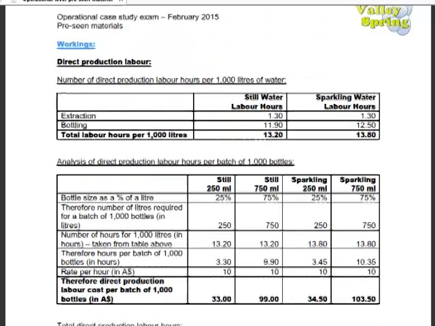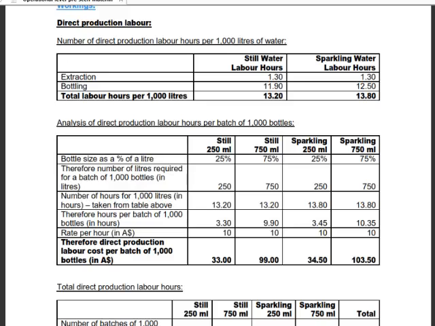We've got some calculations here of how many direct labor hours per 1,000 liters of water. That's converted into batches. The number of hours per batch is calculated, a rate per hour is used, and a direct labor cost per batch is calculated, just here.